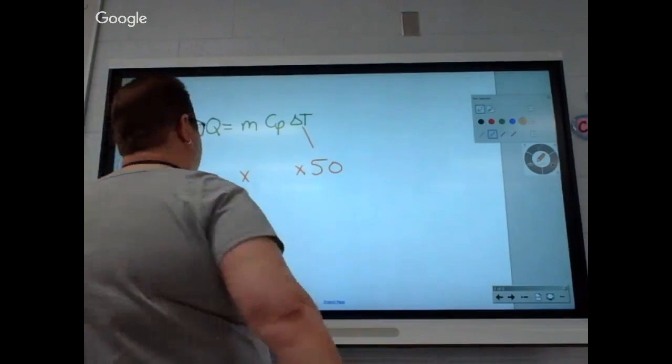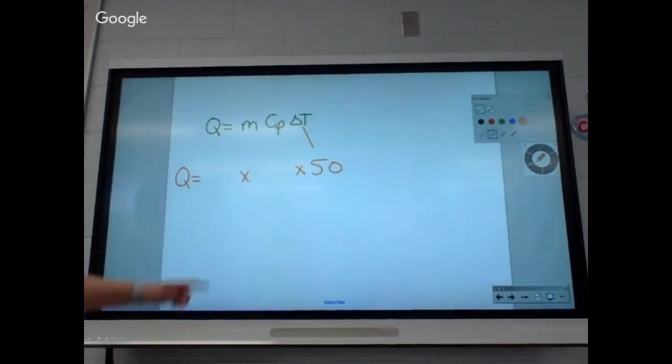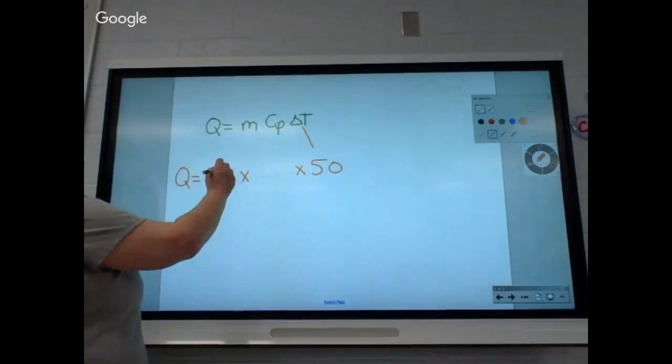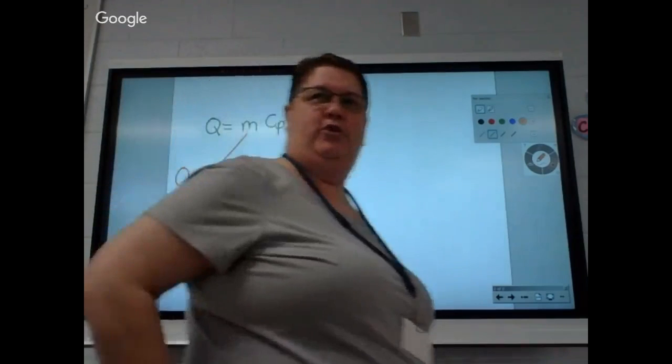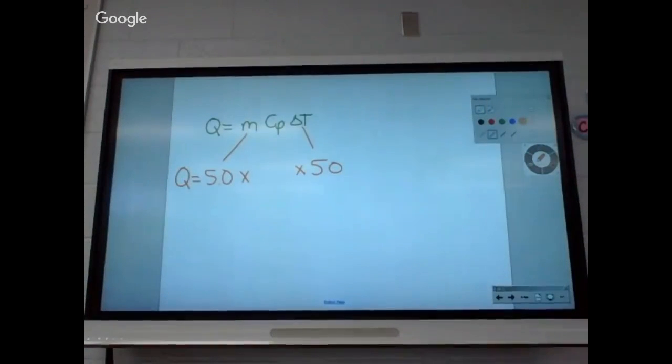All right, so they're asking me for how much heat. How much heat is Q? So, what's my mass that they gave me? Okay, so I'm going to put the 5.0 grams where the M is, right there. So I need my CP. You got your blue chart handy? All right. So what compound did they give you in your question?